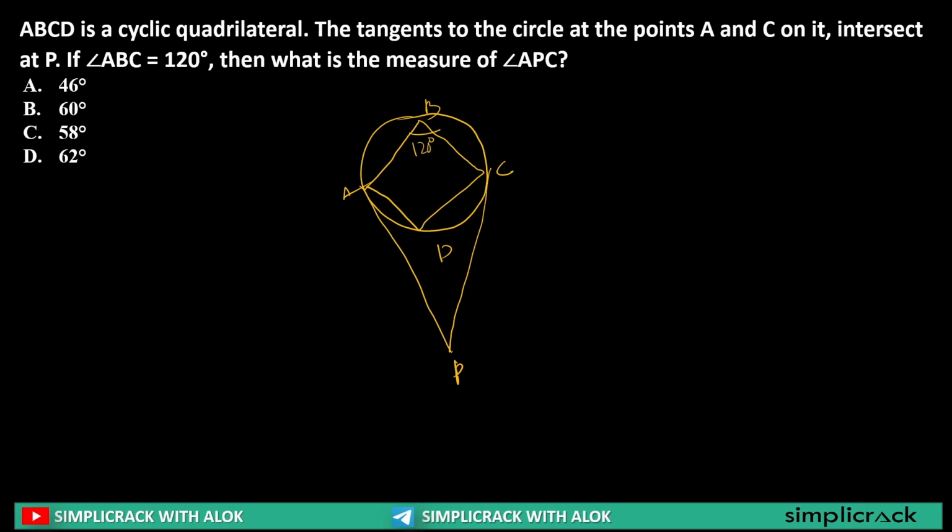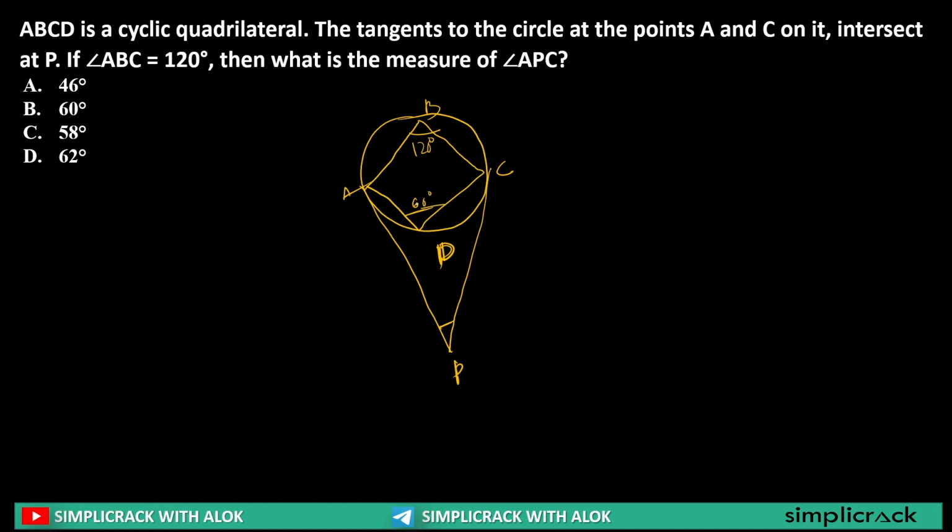Correct? Yes, sir, it is correct. Now what has it asked? It has asked about what is the angle of APC. Now, ABCD is a cyclic quadrilateral, and ABC is equal to 120, that means ADC is equal to what? 60 degree. Yes, sir, that is correct.